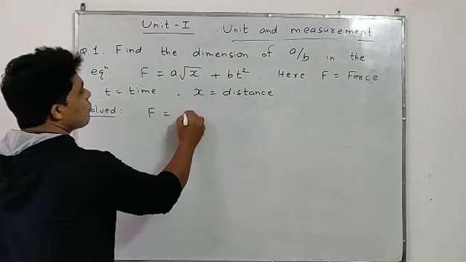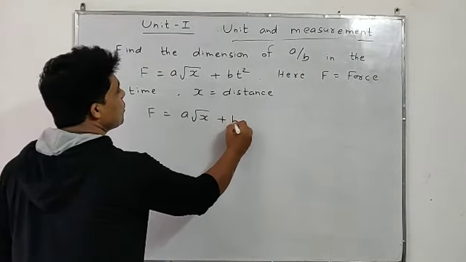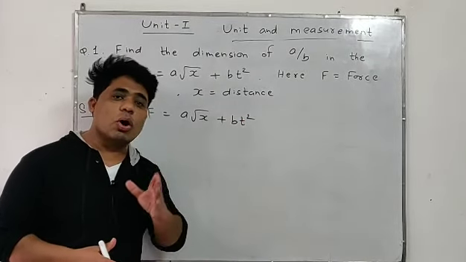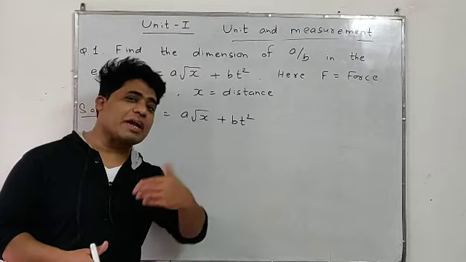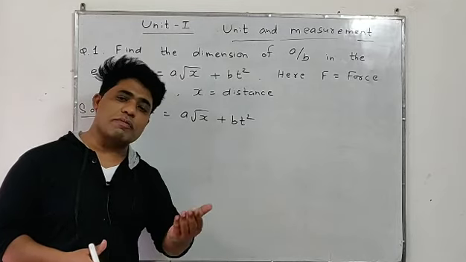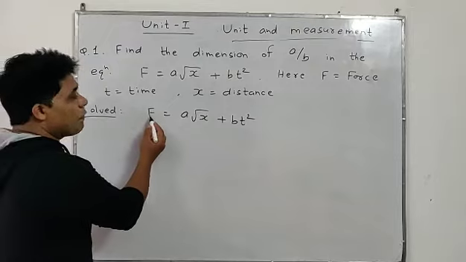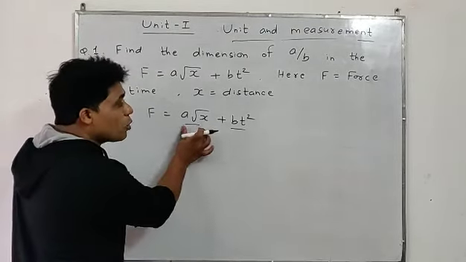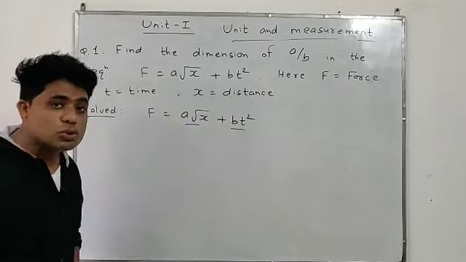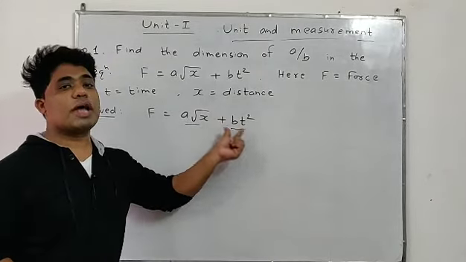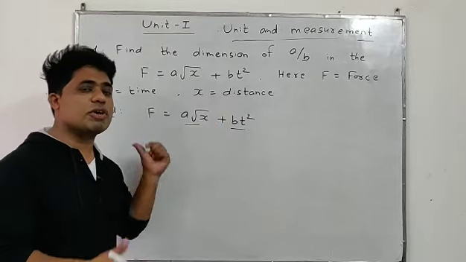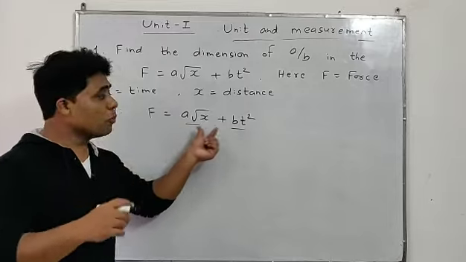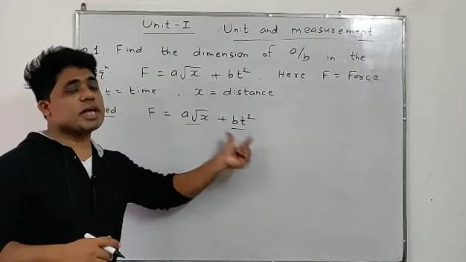Since f equals A root x plus B t square, we did a question on a similar concept: equal physical quantities are added to or subtracted from equal quantities. It means f is force, so each individual term should equal force. Force plus force will give the result force. Addition of equal physical quantities gives an equal result. Force plus force equals force, volume plus volume equals volume, area plus area equals area.